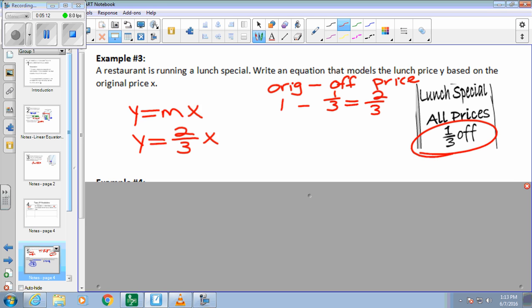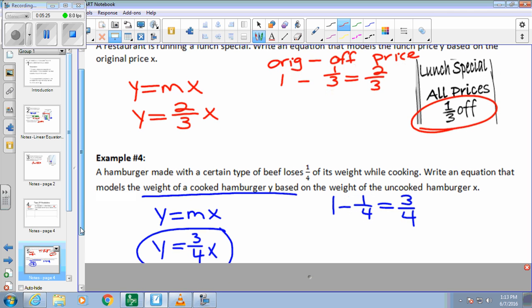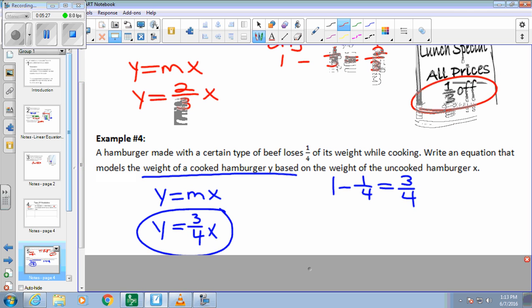Pause the video. Hopefully we had enough time for number 4. Same thing, very similar to what we just did in number 3. Again, we've got a hamburger patty. Now we'll be thinking about some lunch here. Hamburger patty that is 1 pound. It loses 1/4 of its weight. So 1 minus 1/4 will give us 3/4 to how much the hamburger will actually weigh. So we have y equals 3/4 x.